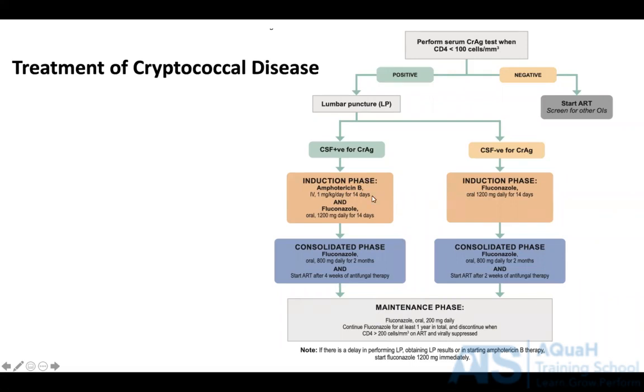So the orange phase there, the induction phase for the treatment wing, would be done in a hospital and the patient would be admitted. Where you have done a lumbar puncture and the CSF results are negative, so the patient does have crypto in the blood but the CSF is negative, we would then treat the patient with fluconazole 1,200 milligrams daily for 2 weeks. After 2 weeks, we reduce it to 800 milligrams for 2 months.